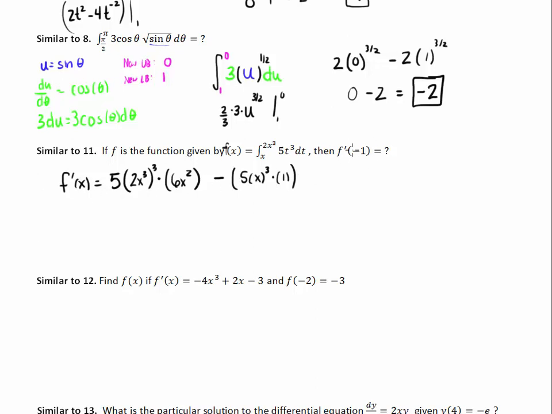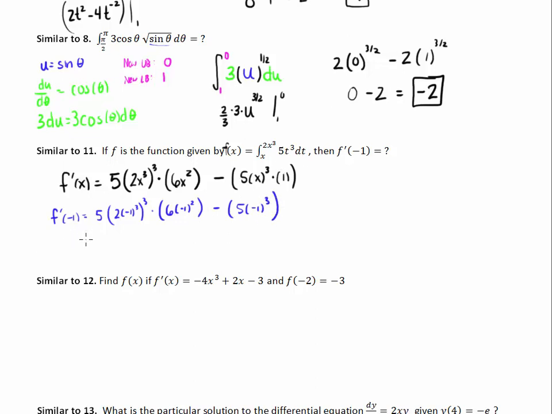We want to plug in negative 1. So let's throw some color into this. F prime at negative 1 is equal to 5 times 2 times a negative 1 cubed, that whole thing cubed, times 6 times a negative 1 squared, minus 5 times a negative 1 cubed, times the 1 doesn't do anything.